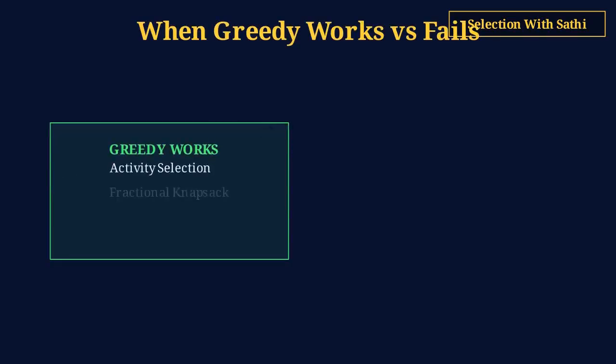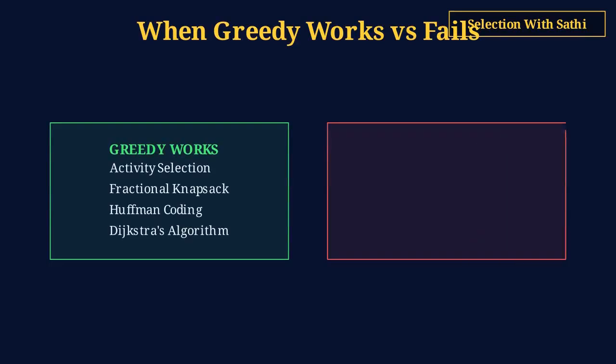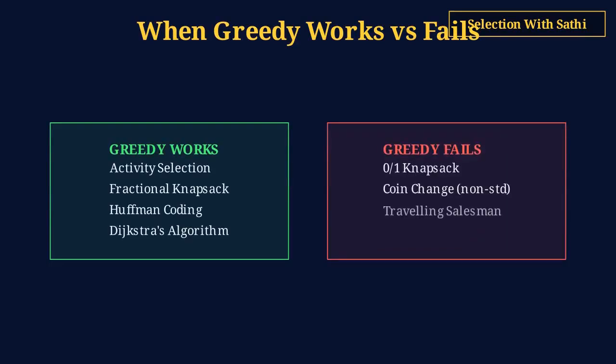When does greedy work and when does it fail? It works for activity selection: always pick earliest finish time. It works for fractional knapsack: pick by highest value to weight ratio. It works for Huffman coding: always merge the two smallest frequency nodes.